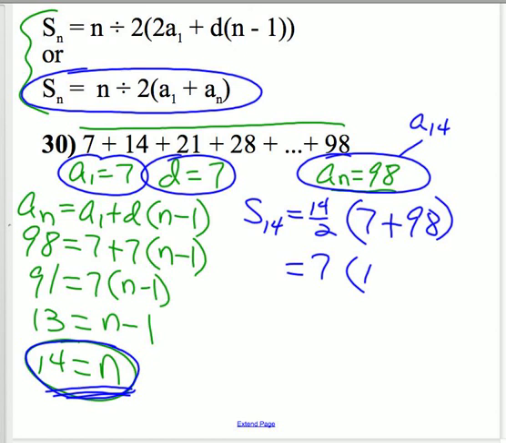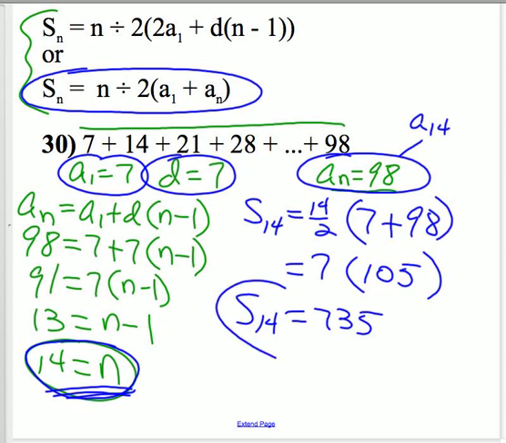If you're adventurous, maybe you try it in your brain. And I get the sum of the first 14 terms to be 735. There's my answer to number 30.